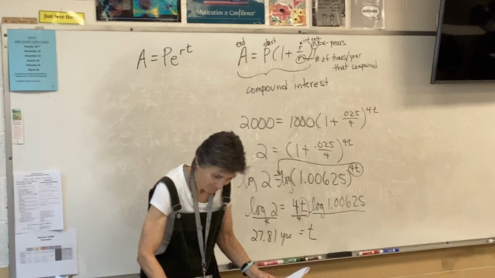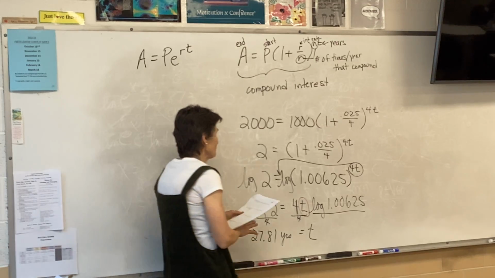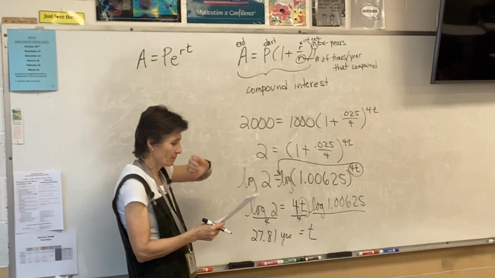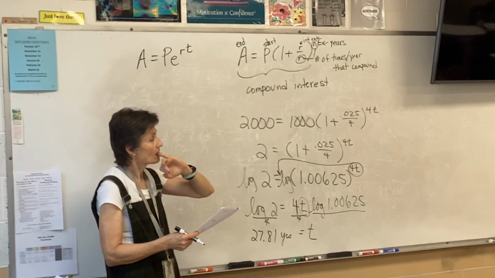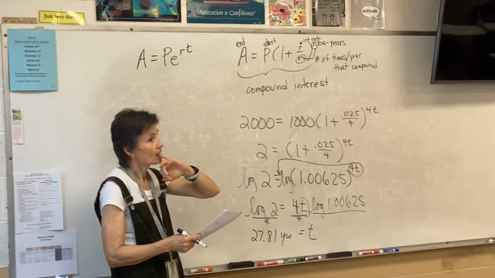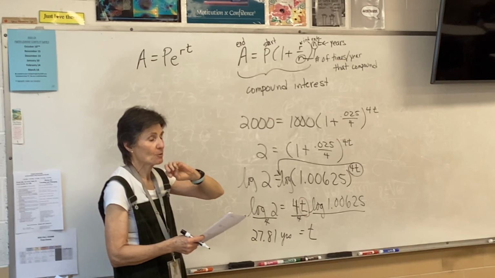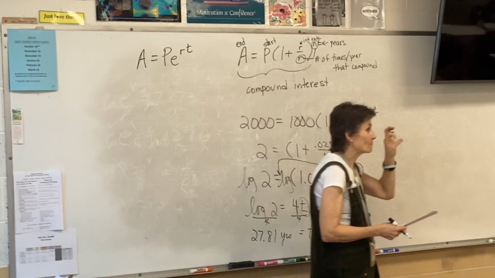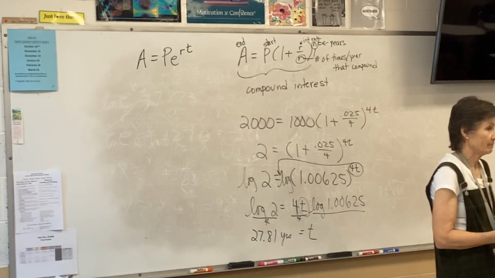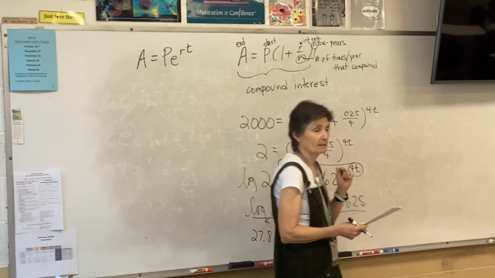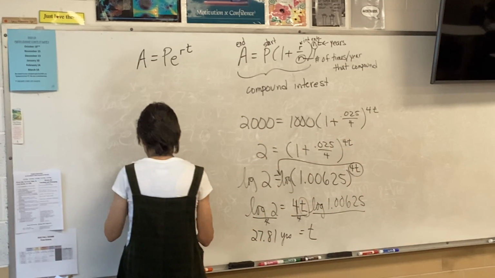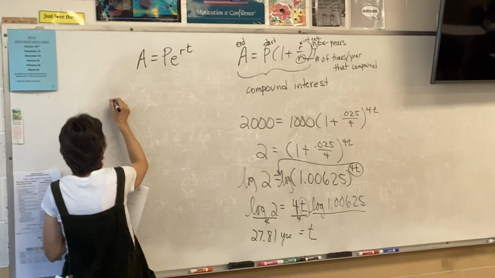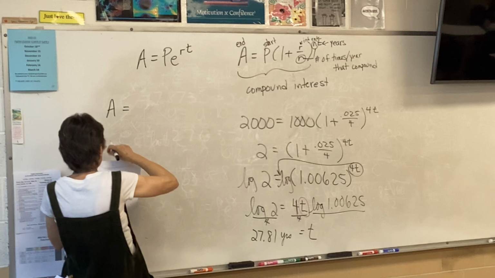All right, next problem. Number 2. Gotta decide, is this going to be the right formula for problem number 2? Yes. If you're saying yes, you're right. How do I know? What is the key wording in the problem? Compounded monthly. So, what does problem number 2 look like? Do I have an A? That's my question. Do I have a P?